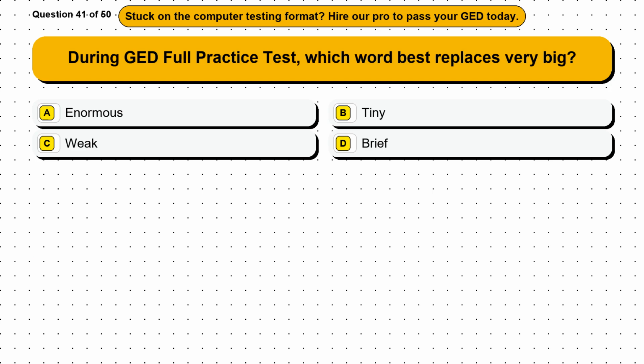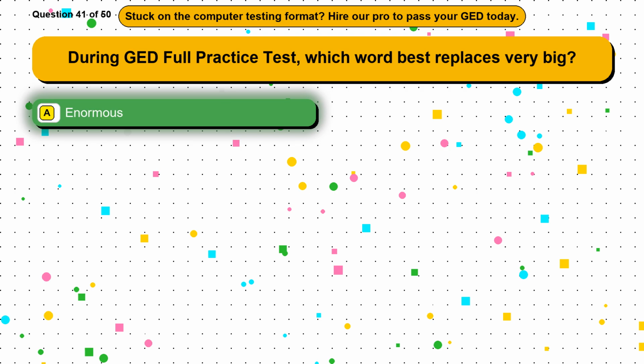Question 41. During GED Full Practice Test, which word best replaces very big? Option A, enormous. Option B, tiny. Option C, weak. Option D, brief. The correct answer is option A.